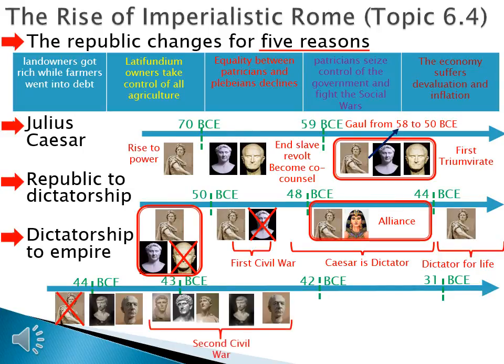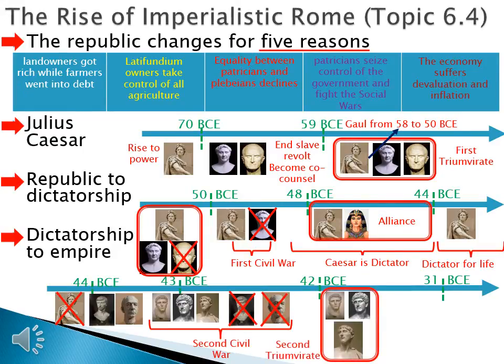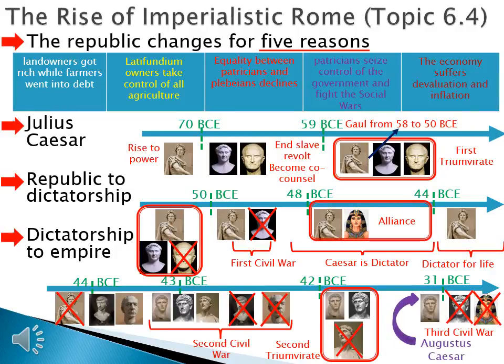They're going to fight the Second Civil War, and they're going to beat Brutus and Cassius and eventually form the Second Triumvirate. Eventually, Marcus Lepidus gets out of the way, and now we have our Third Civil War, which is Octavian versus Mark Antony and Cleopatra. Mark Antony and Cleopatra lose, Octavian wins, and he becomes Augustus Caesar, the first emperor of Rome.